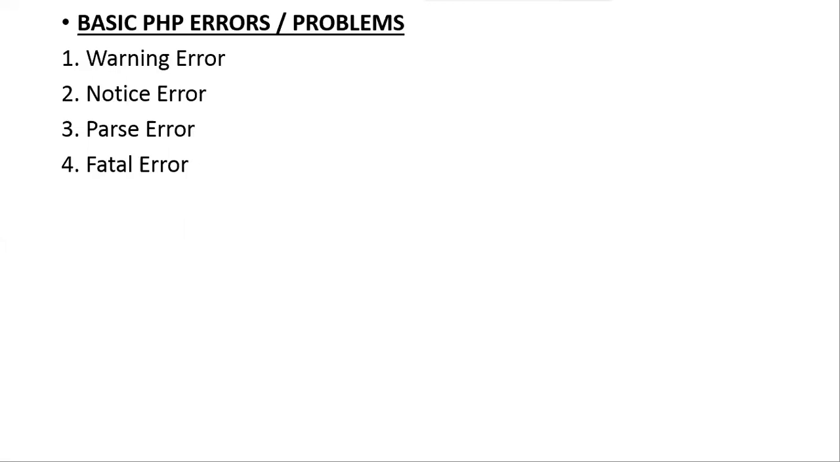Second type, notice error. This is also similar to warning error, that is it does not stop the program execution. We'll understand it with the help of an example. Suppose I have declared a variable $a and I have stored the value GCC in the variable, but while echoing it, instead of making use of $a, I make use of $b. So this is called a notice error.